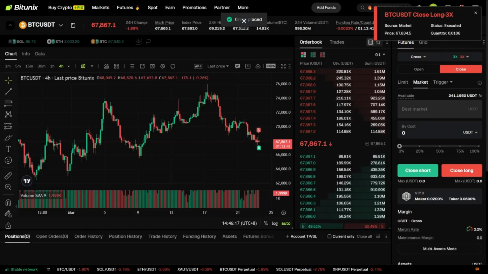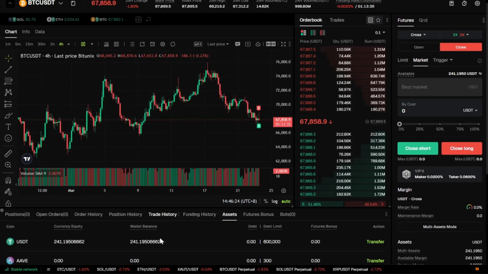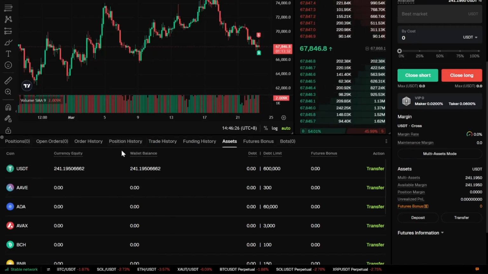We can see that our position was closed, and under assets, we now see our depleted USDT.